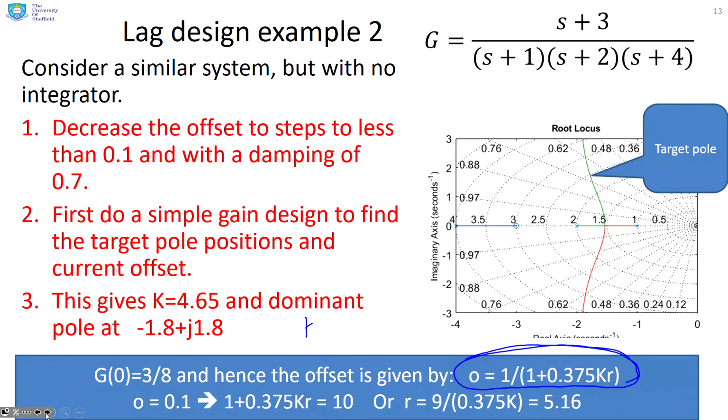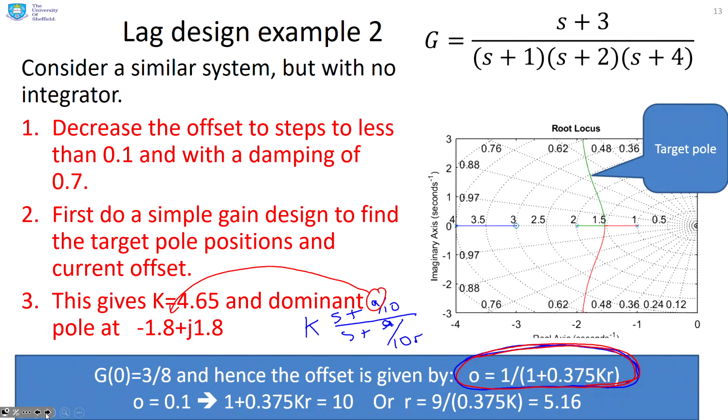So we're going to have K times (s plus A over 10) over (s plus A over 10R). So that's going to be my lag compensator. This value A is going to be taken from here. It's going to be 1.8. Okay, so if I plug those numbers in and calculate the offset, I get this formula here, and you see the R is included.